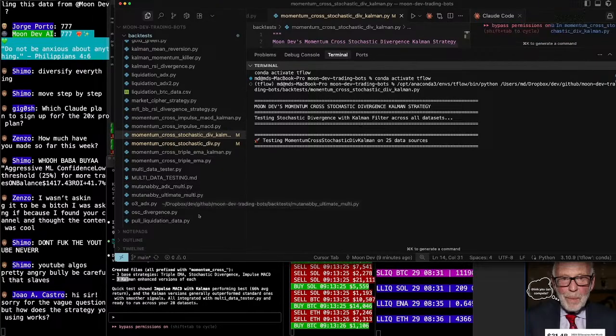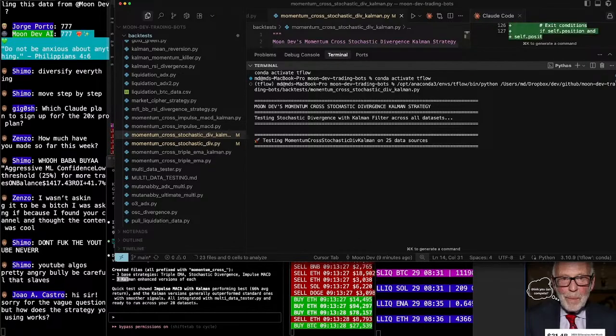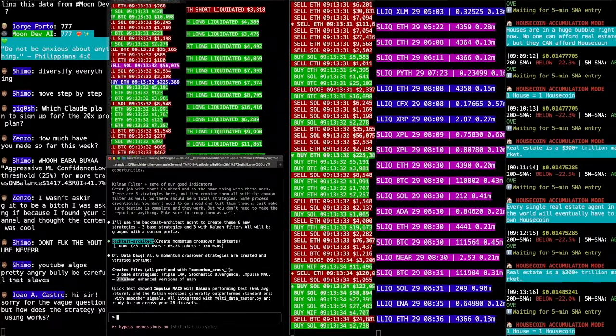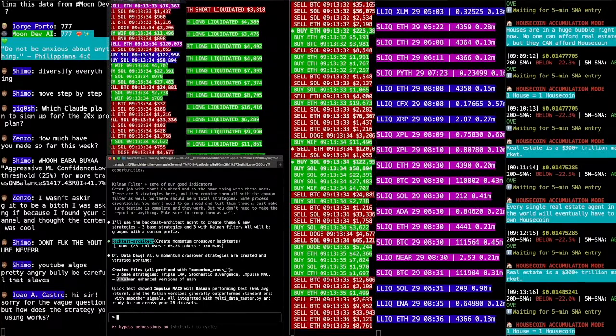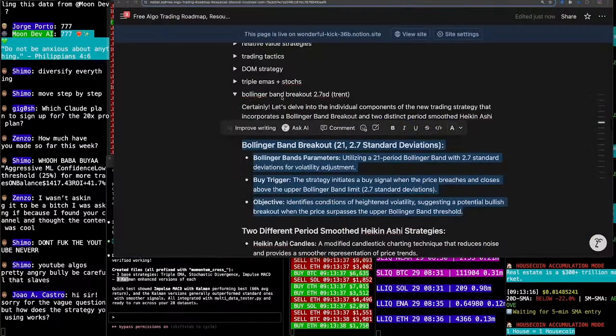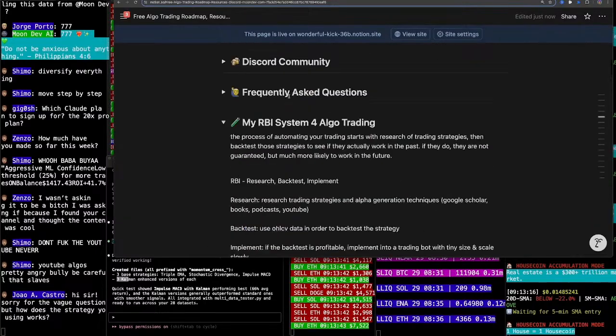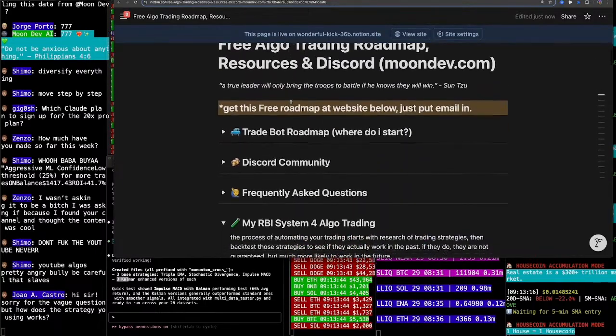I'm backtesting right now, so it just depends. Every strategy is different. My overall strategy is this, though. My overall strategy is to research, backtest, and then implement. So that's how I approach this industry.